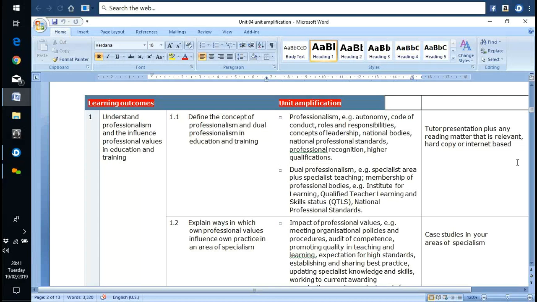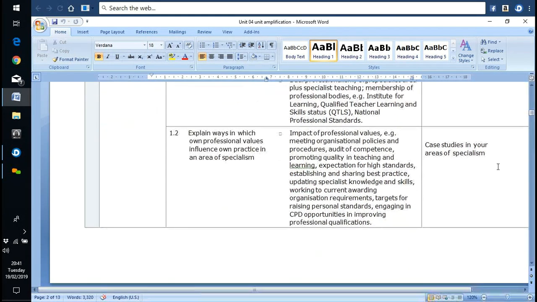For this unit, the amplification is professionalism, autonomy, codes of conduct, roles and responsibilities, concepts of leadership, national bodies, national professional standards, and professional recognition, higher qualifications. This is why most teachers are looking to get QTS or QTLS at the end of this course, because that is professional recognition. And the only resources for this are tutor presentation plus any relevant reading matter, hard copy or internet based.